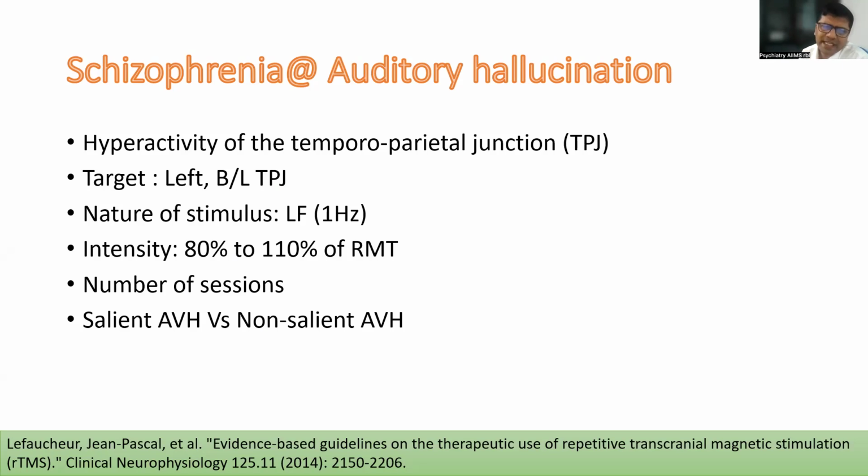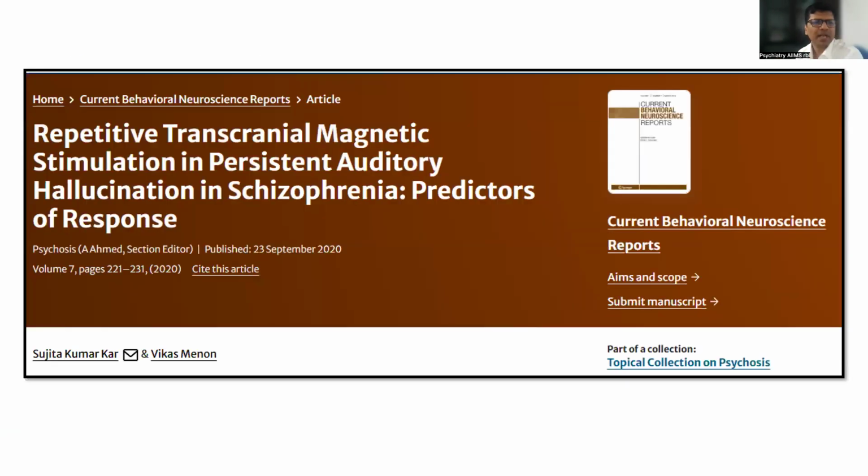People differentiated that the presence of salience with auditory hallucination determines the laterality. Suppose there is a salient auditory verbal hallucination, maybe the suitable target is the right temporoparietal junction. If there is a non-salient auditory verbal hallucination, maybe the target is the left temporoparietal junction. So this is how the presence of salience decides which area needs to be targeted.